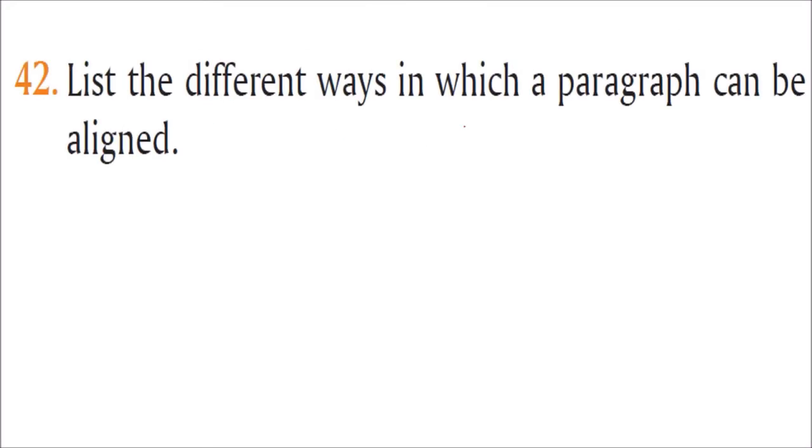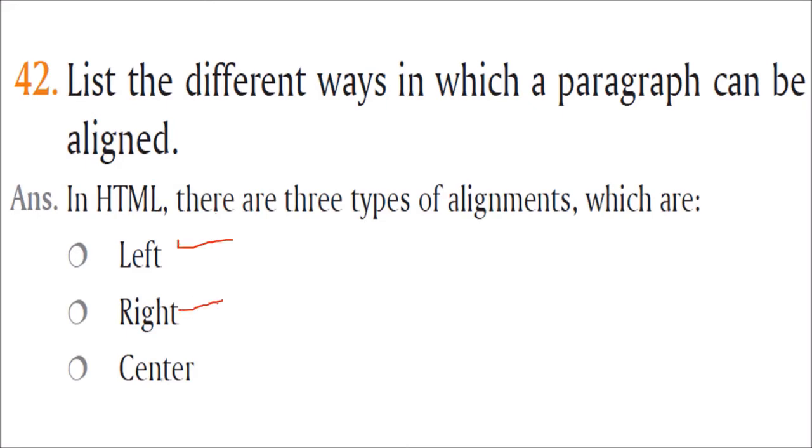List the different ways in which a paragraph can be aligned. So we have left, right, and center. These are three ways in which the paragraph can be aligned.